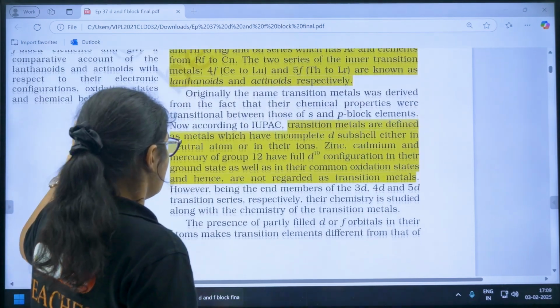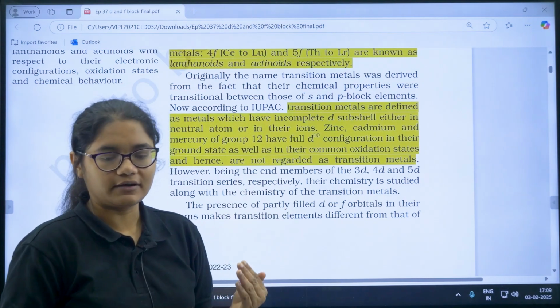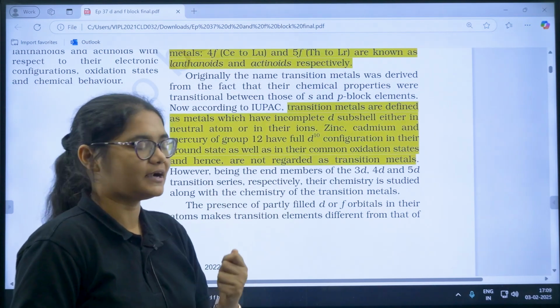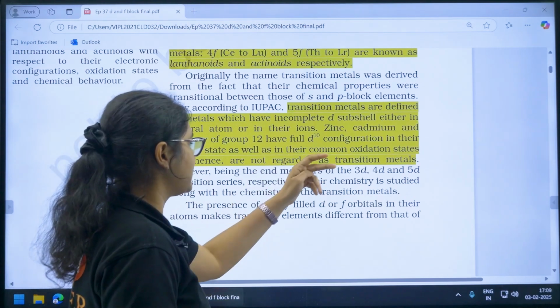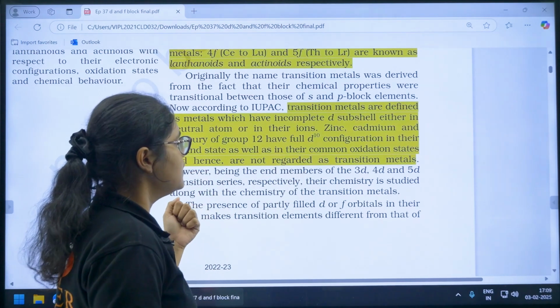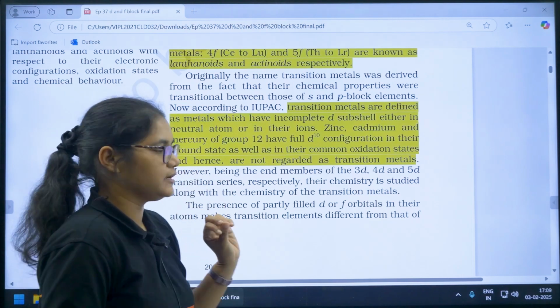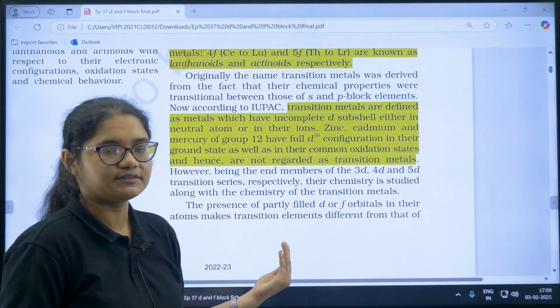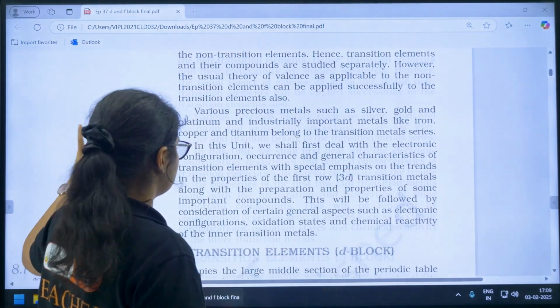Next, coming to the definition of transition elements. What are the transition elements? By definition, they should have incompletely filled d orbitals. Zinc, cadmium and mercury are not registered as transition metals, but they are studied with transition metals because of their similarity in properties. So that is all.